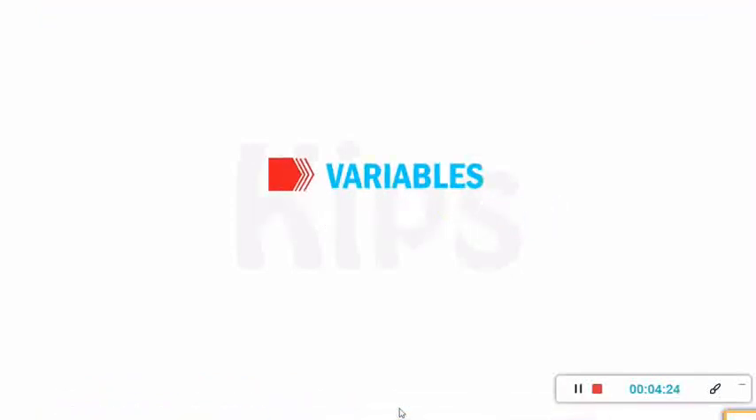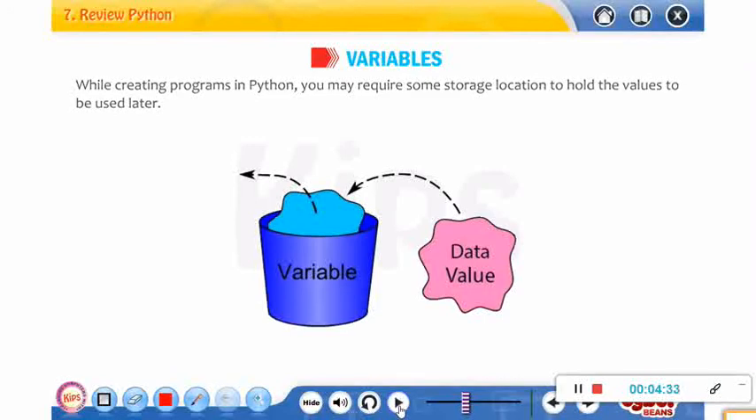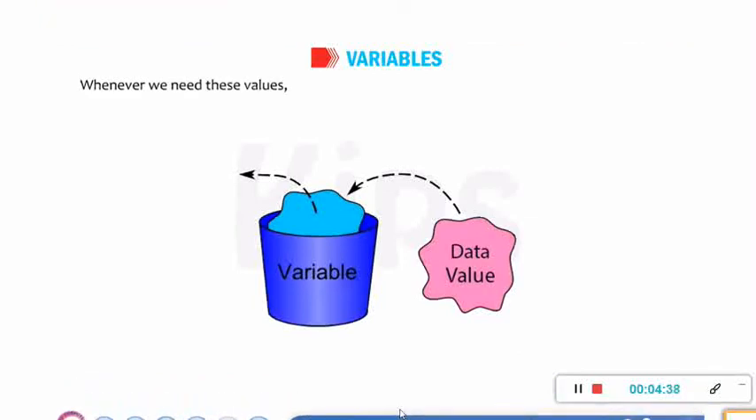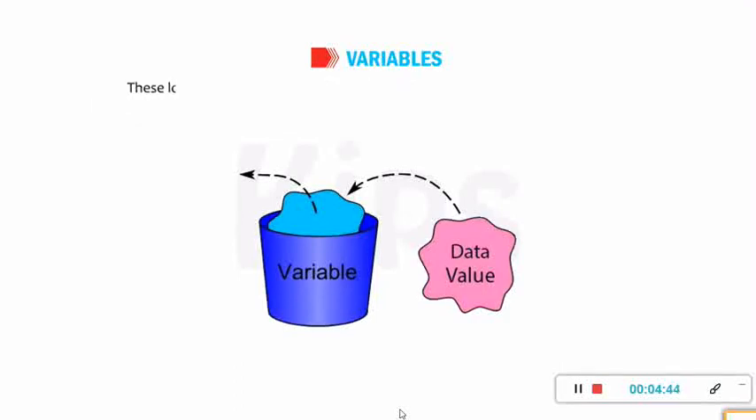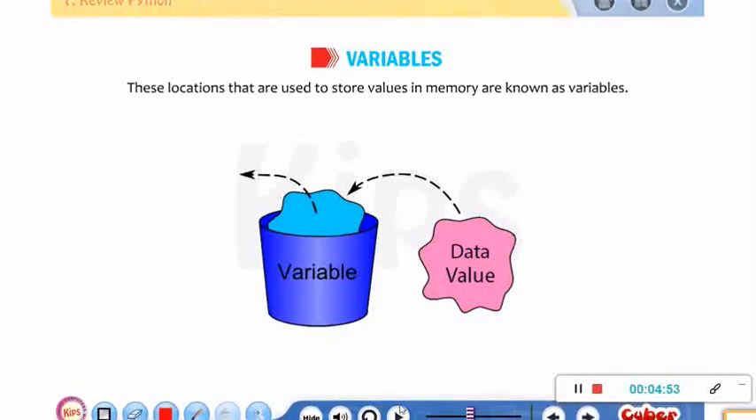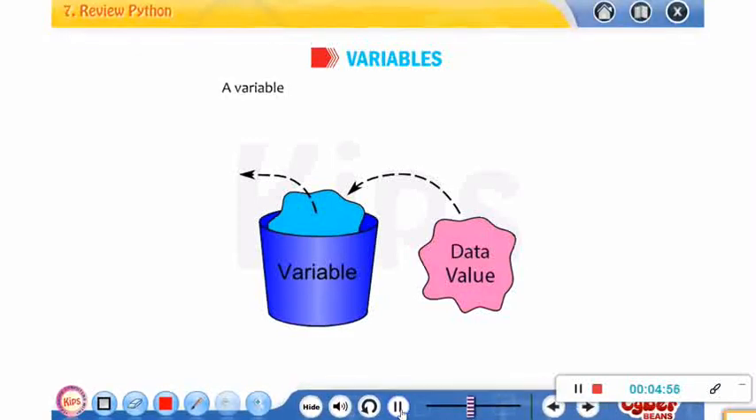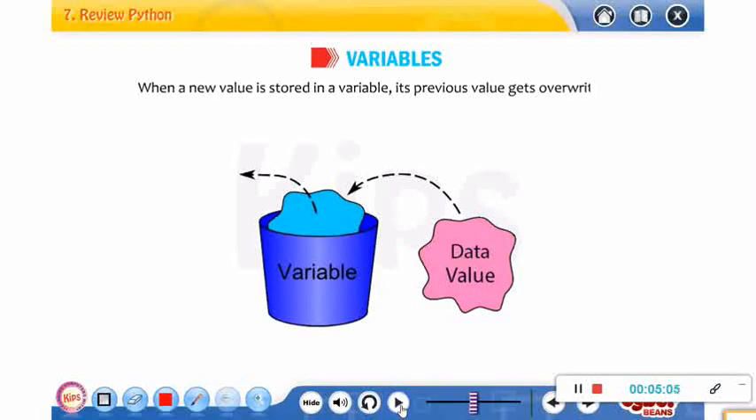Variables. While creating programs in Python, you may require some storage location to hold values to be used later. Whenever we need these values, we can draw them from the storage and use them for processing. These locations used to store values in the memory are known as variables. A variable can store only one data value at a time. When a new value is stored in a variable, its previous value gets overwritten.